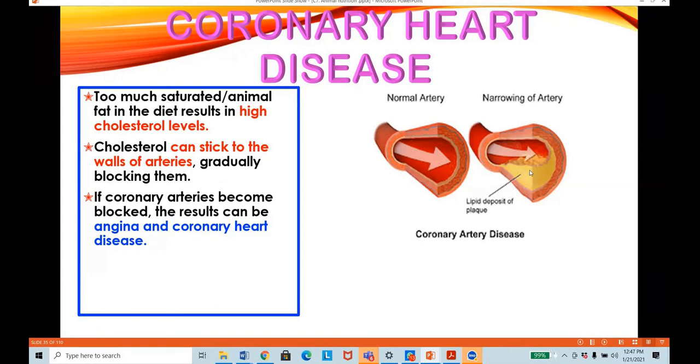So if you're including too much saturated fat in your diet, saturated fat meaning animal fat like red meat, beef, and also too much animal fat like butter and cheese, then it results in an increase of cholesterol levels in your body. Then this cholesterol can stick to the walls of your arteries, gradually blocking them. So if coronary arteries become blocked, the results can be angina and coronary heart disease. Angina is a block which can be removed, so it is not as serious as coronary heart disease. And coronary heart disease is a total block.